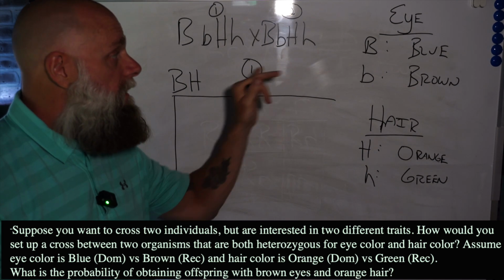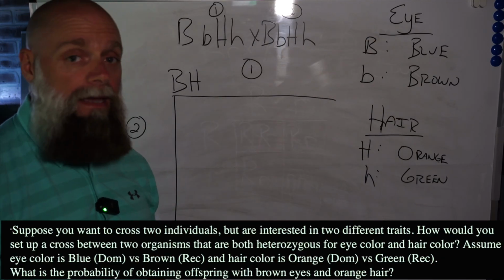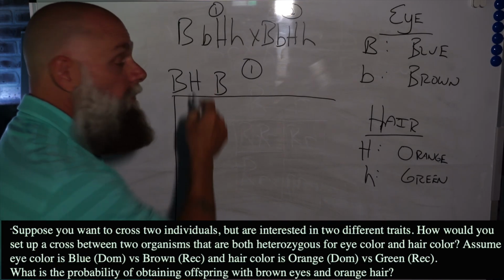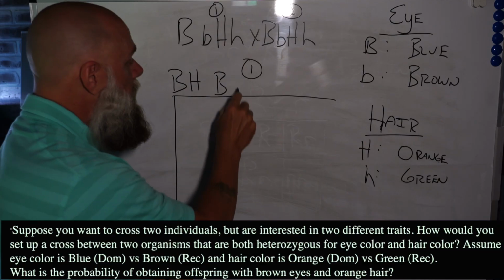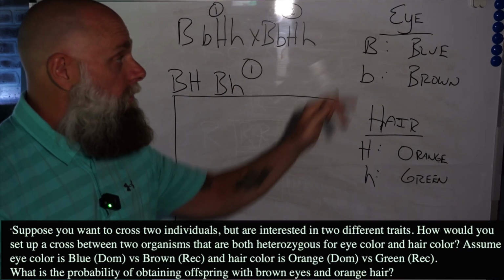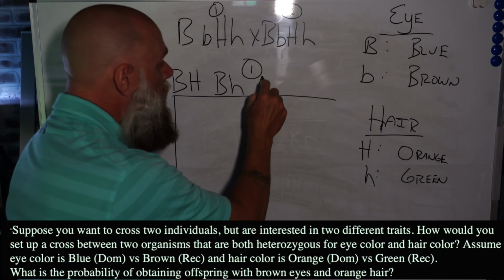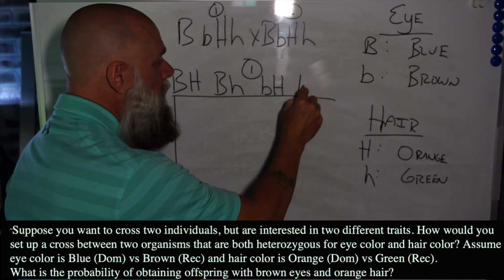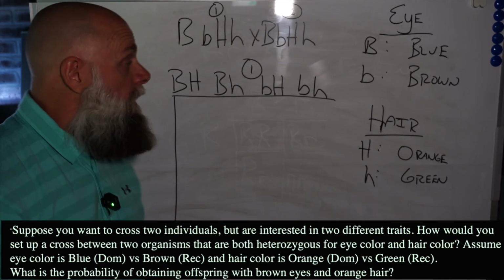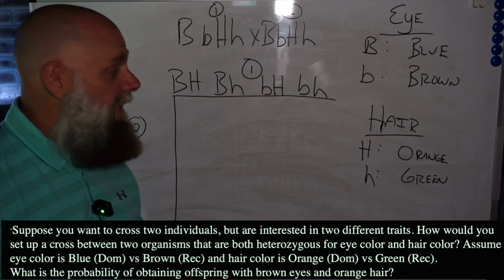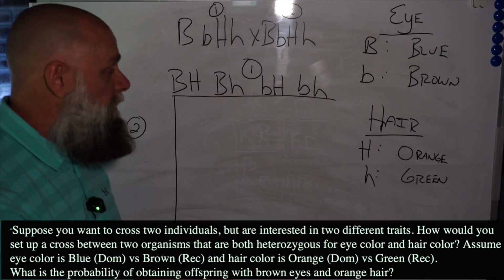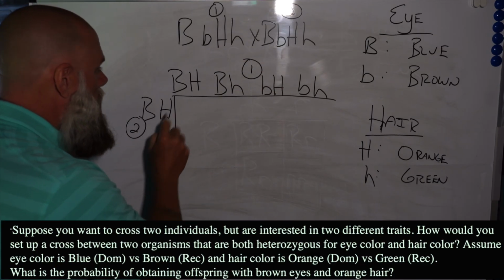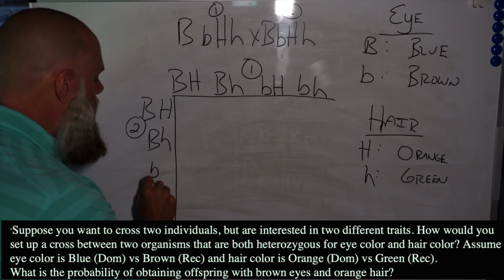With this, we're picking from each one, right? Eye and hair. So we've got capital B, capital H. We could do capital B, lowercase h. We could have blue and green. We could have brown and orange, or we could have brown and green. So those are all the combinations, all the alleles that organism number one could donate. Now, because they're exactly the same, the combinations are exactly the same over here.